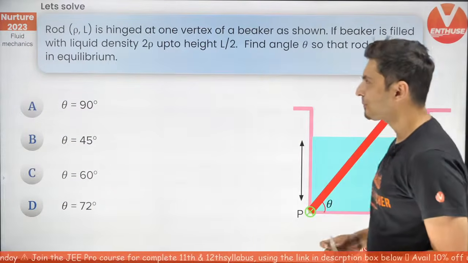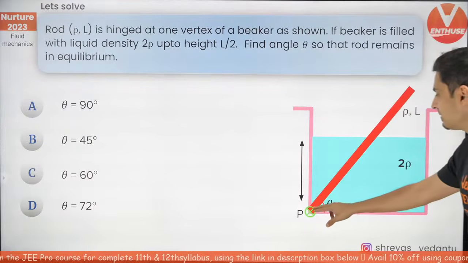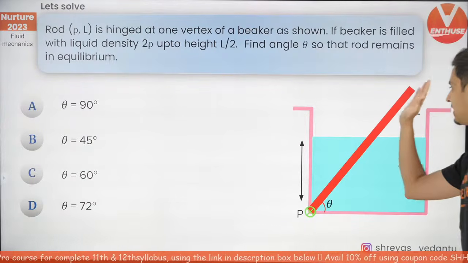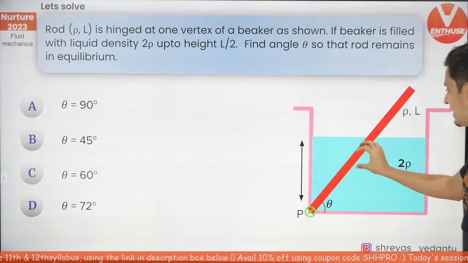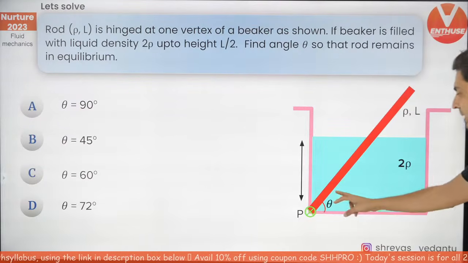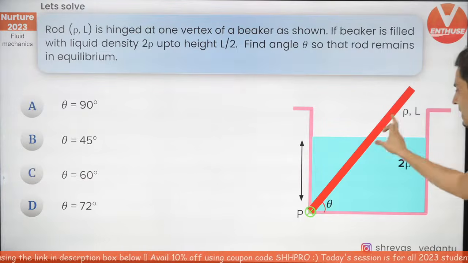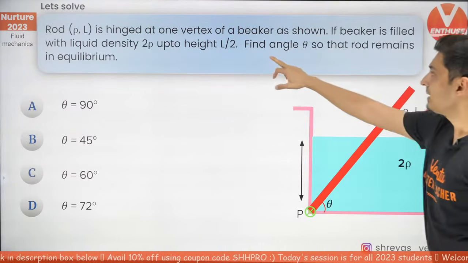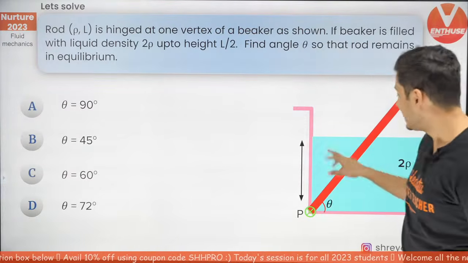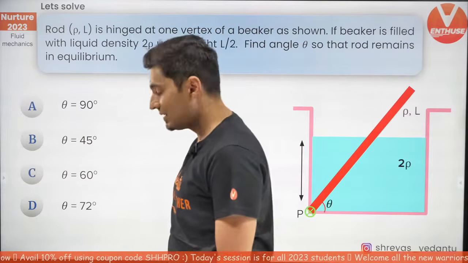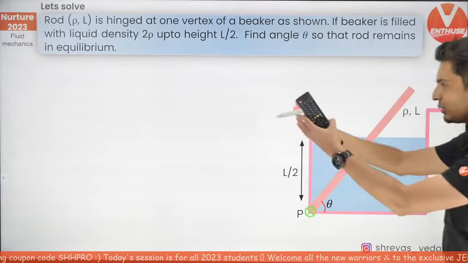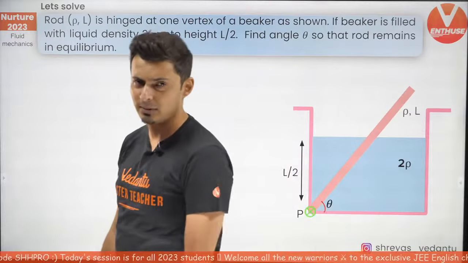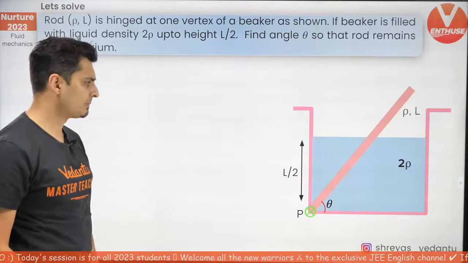Don't worry. This is a rod which is hinged here and it is floating. Why is it floating? Because its density is less than the density of the liquid. It makes some angle theta and the length of the rod is L. This height is L by 2. The question is, find the angle which it makes: 90, 45, 60, 72. Let's try to figure this out. Now I don't need those options, so I'm getting rid of them because I'm going to need some space.